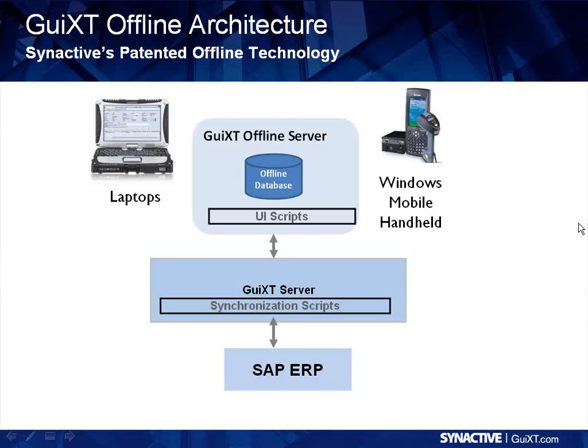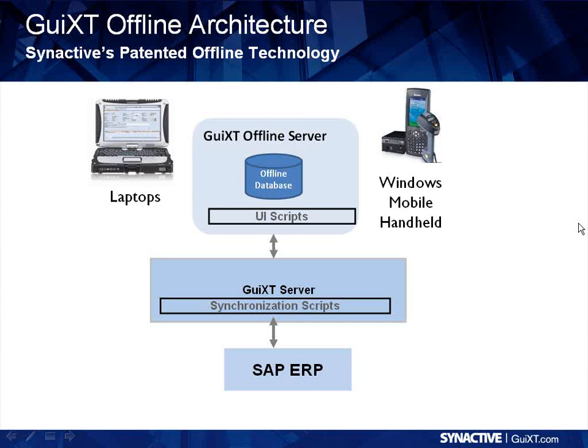The fourth component, the offline client, can reside either on a laptop or on a mobile handheld device. The client provides the mechanism by which the offline database communicates with the SAP implementation. On a desktop system, offline uses the standard SAP GUI to communicate. On a mobile device, however, offline will utilize GuiXT Mobile as the means of communication. This mobile client differs from the GuiXT Mobile suite in that the mobile client is used for offline.